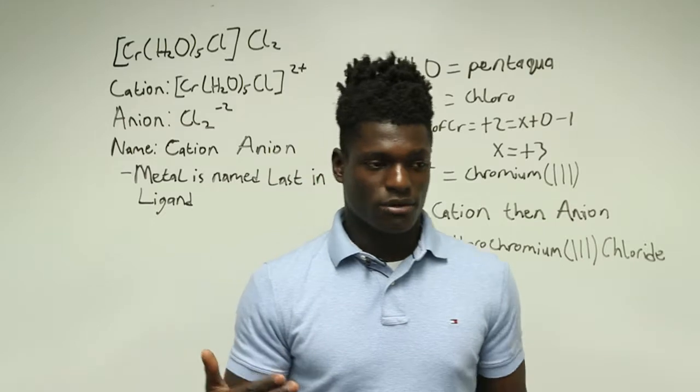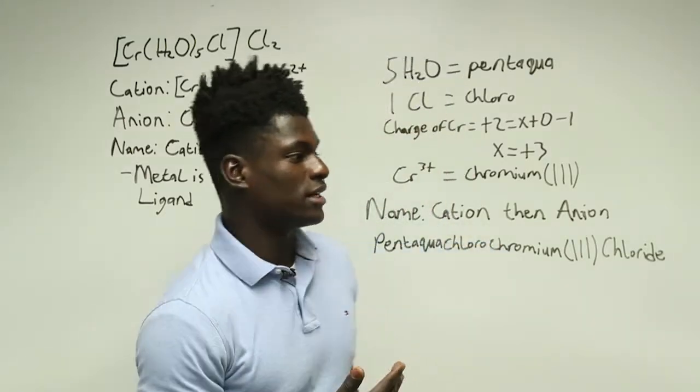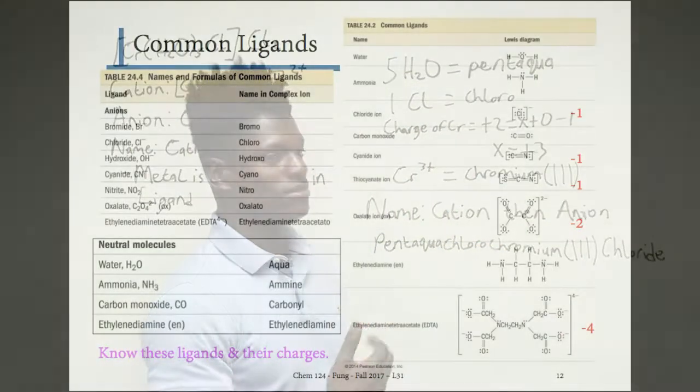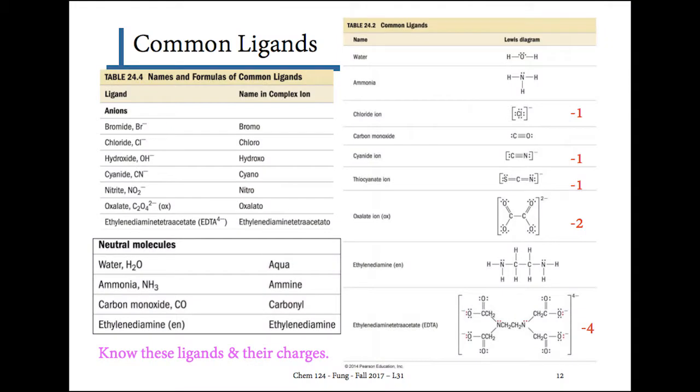So here I'm going to pull up a slide explaining the different common ligand names. Here is the list of the common ligands that you have to know, and you also have to know their charges. It's very important that you know their charges, because if you don't, then naming them is going to be difficult, because you need to know how much of each molecule you're going to have, especially when you're trying to determine what the overall charge of the metal that you're using is.